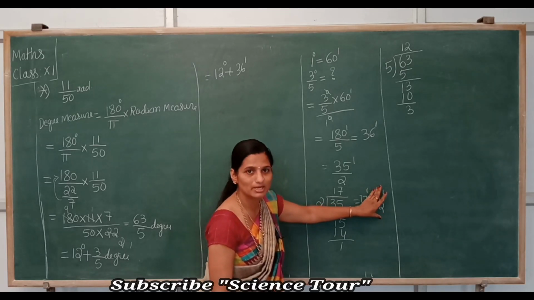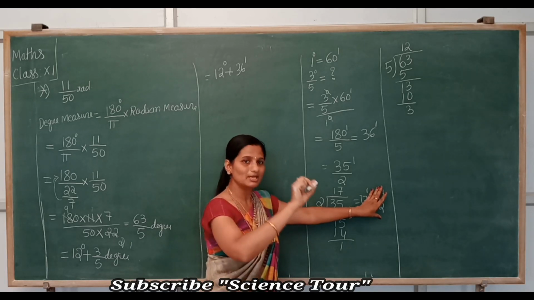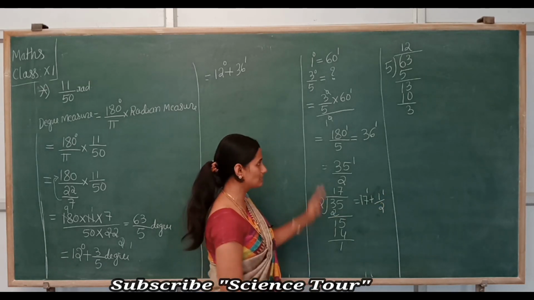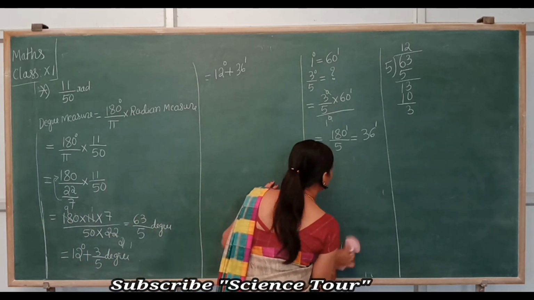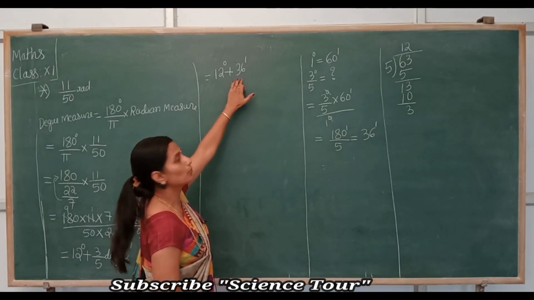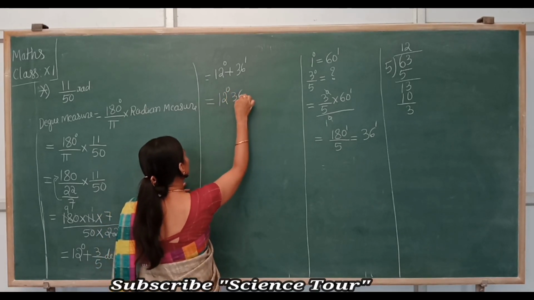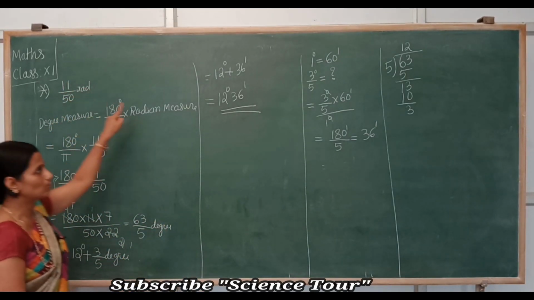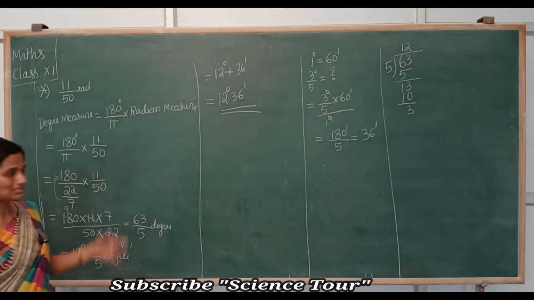Again this fraction of a minute is to be converted to seconds. You know that 1 minute is equal to 60 seconds, so half a minute is equal to how many seconds? But here it is not necessary. Why? We got 36 minutes, there is no fraction, so we got a whole number. So what is your final answer? The final answer is 12 degree 36 minutes. So that means 11 divided by 50 radian is equal to 12 degree 36 minutes. Important, this is for 2 marks.